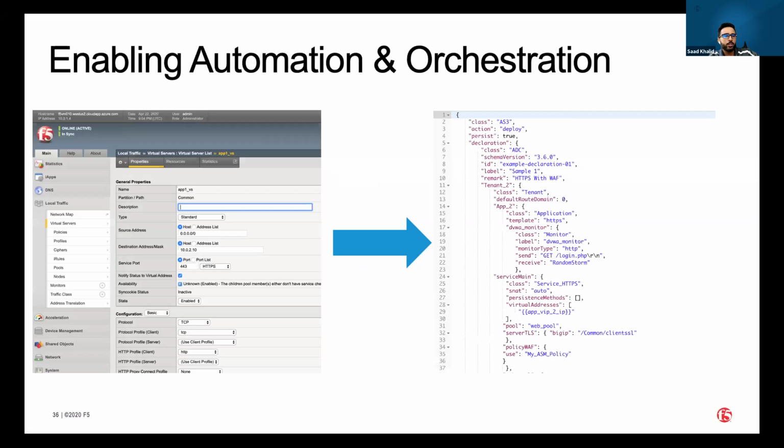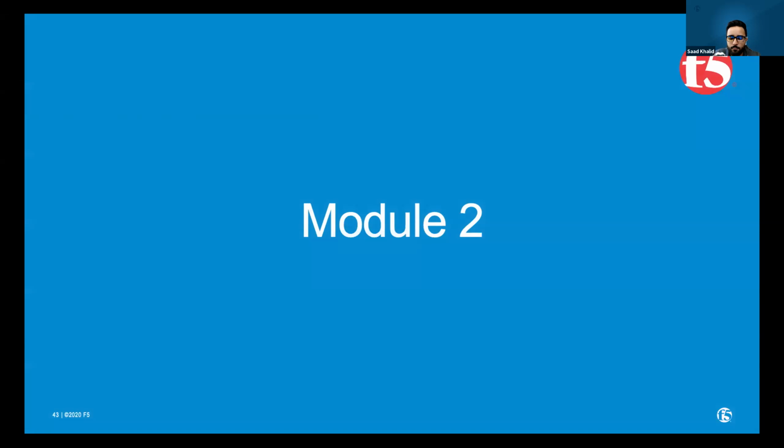So now we're going from the traditional GUI for all your configuration to a JSON-based text file. This text file can be part of a larger CI/CD pipeline with proper source control, in order to allow you to orchestrate and do what you need to do in your environment. So that's it. Let's dive into module 2.